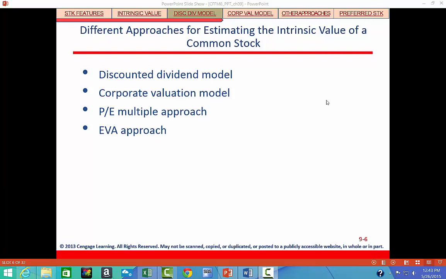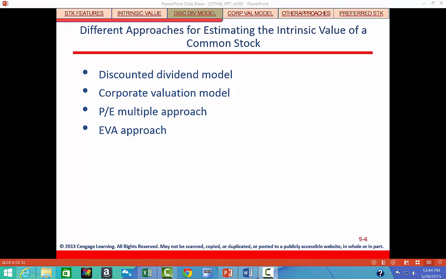There's the price earnings multiple approach. That's good for companies that don't pay any dividends. You can't really use a dividend discount model if the company doesn't pay dividends. So if you have an estimate of a future PE ratio, you can use that with an expected earnings per share for the next year and multiply the two and you would get a price. So it's like another way to find a price. And then there's the economic value added approach.